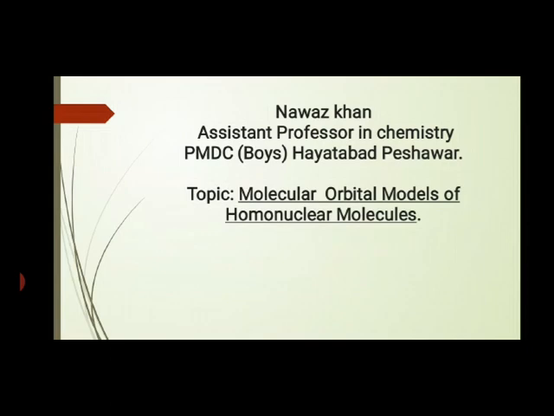Today, we are going to discuss the molecular orbital models of homonuclear molecules. Homonuclear molecules are those molecules which are formed by joining same atoms. For example, H2, O2, N2, Cl2, etc.